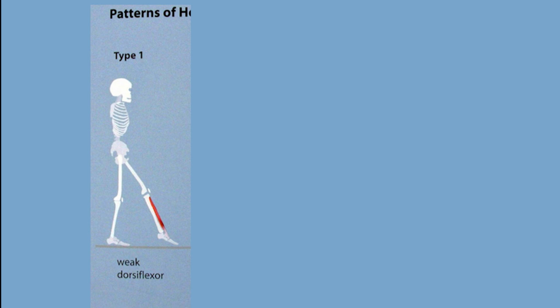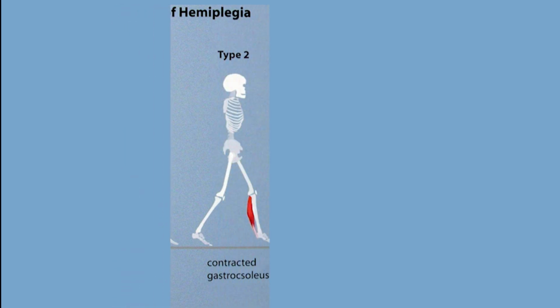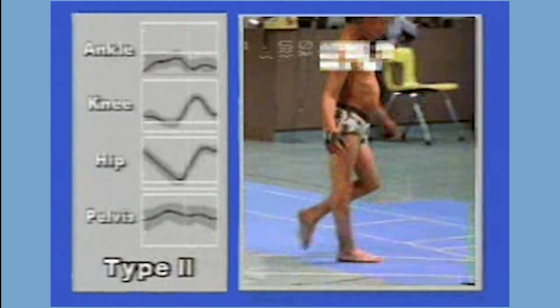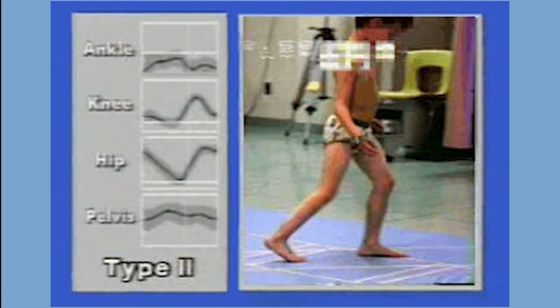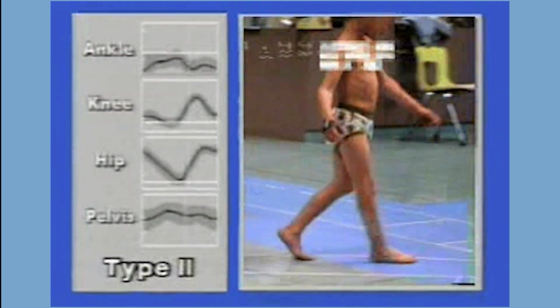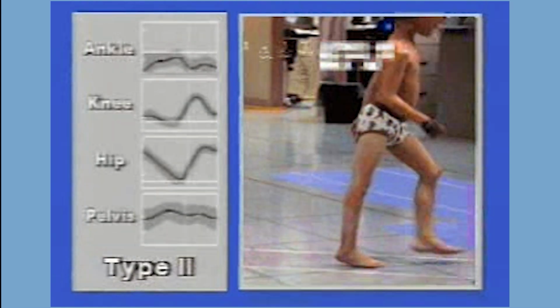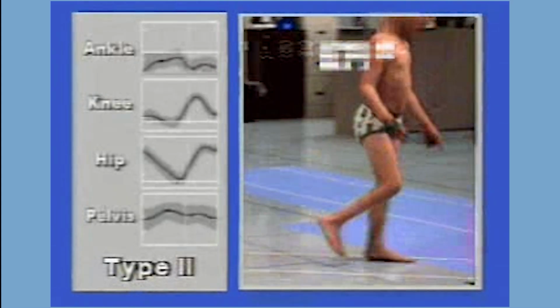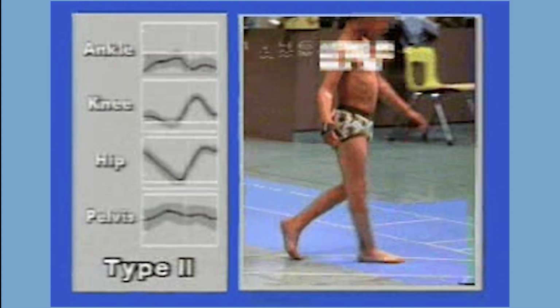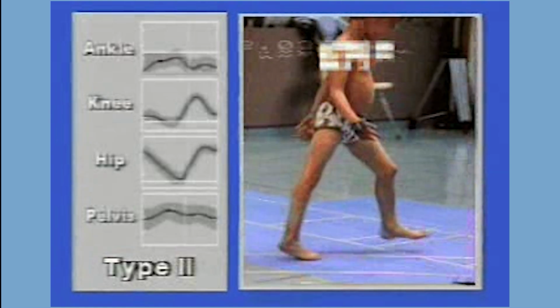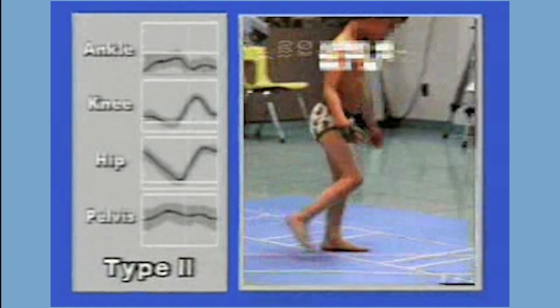Now we move from type 1 hemiplegic cerebral palsy, in which there is weak dorsiflexor, to type 2 hemiplegic cerebral palsy, in which there's a short gastrocnemius muscle. This child has type 2 hemiplegic cerebral palsy. You can see there's an equinus deformity of his right ankle, and the foot always lands on the forefoot or the midfoot. And because of the equinus deformity and the ankle-knee coupling, there's hyperextension of the knee in the stance phase.